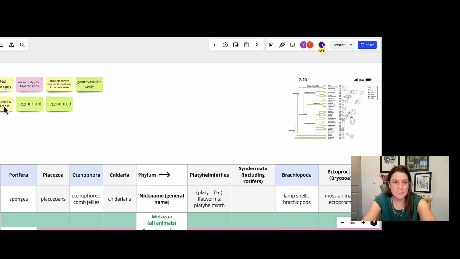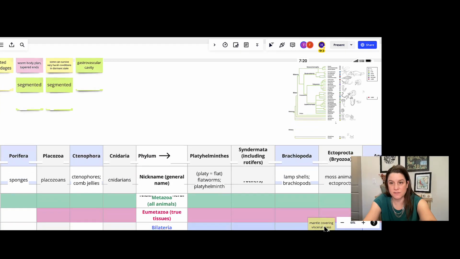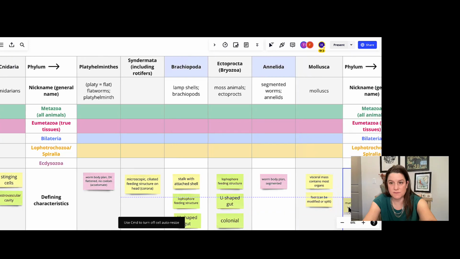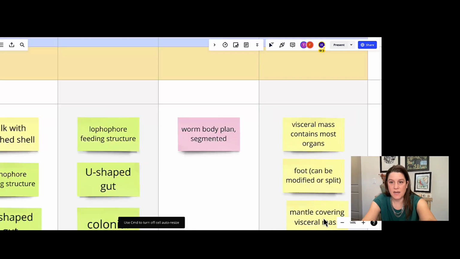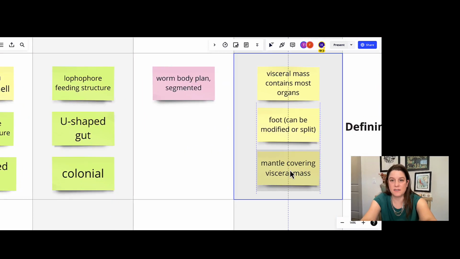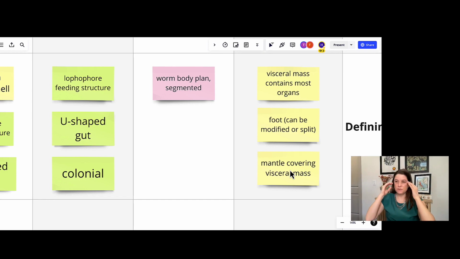And then the last thing these guys have is the mantle covering the visceral mass, which comes in a lot of different forms. But the mantle is basically like a draping tissue. So you've got the visceral mass with the organs, and then you have some sort of sheet of tissue that covers it. Whether it's on the inside of the shell, like a bivalve, it's like a sheet covering it. It flops over it.